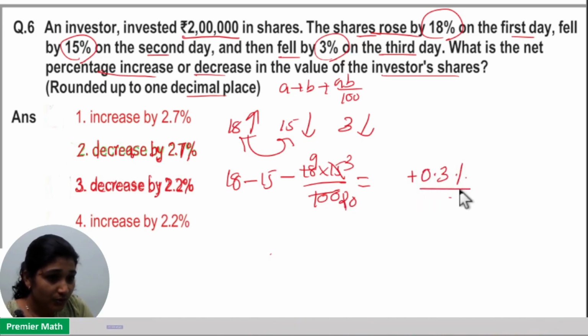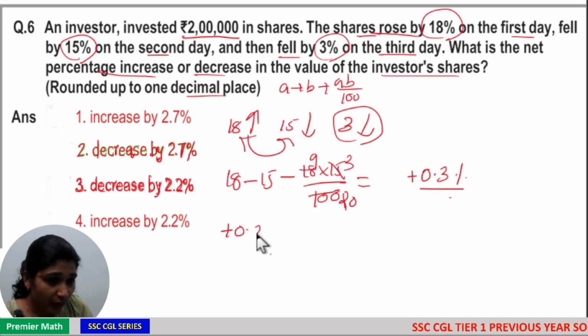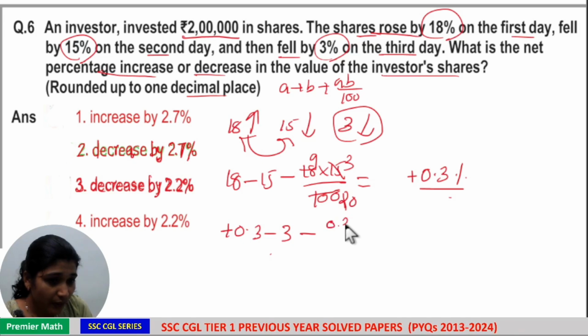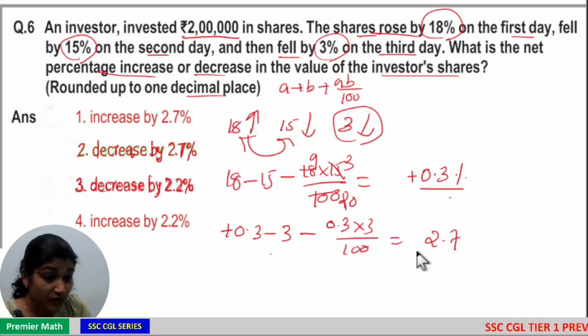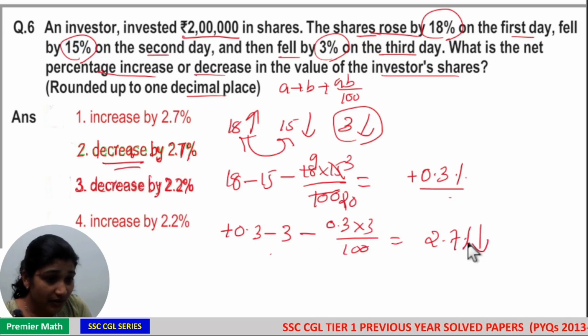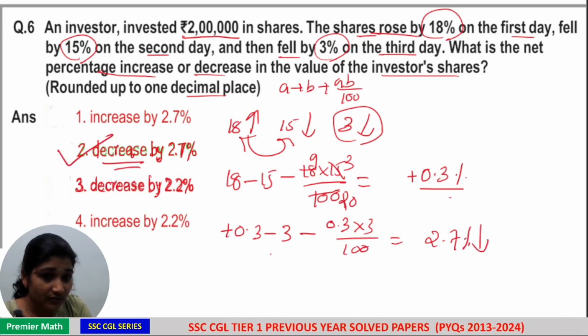Now use plus 0.3 percentage and 3 percentage decrement. So this is equal to plus 0.3 minus 3, and plus into minus is minus. So 0.3 into 3 divided by 100. So 3 minus 0.3 is equal to 2.7. 2.7 minus 0.009. So definitely this is a decrement. So option 2 is your answer.